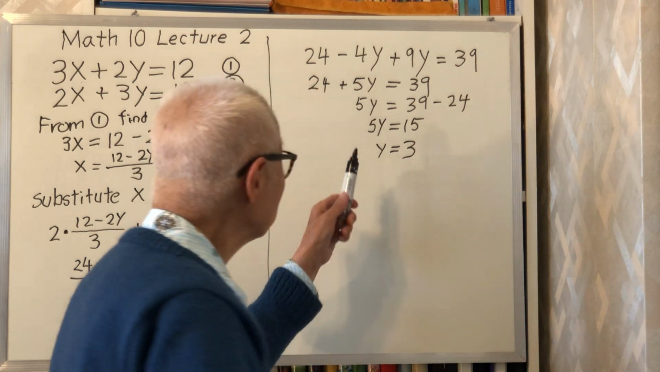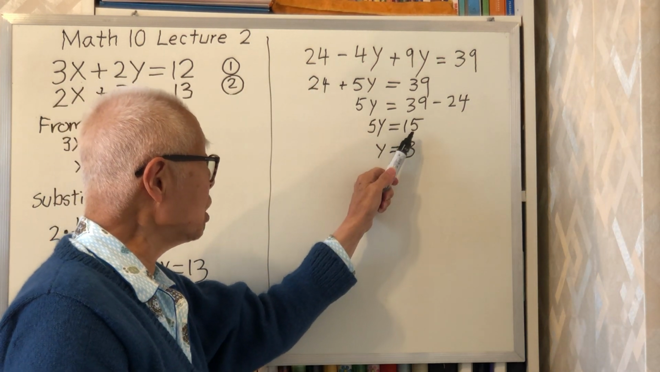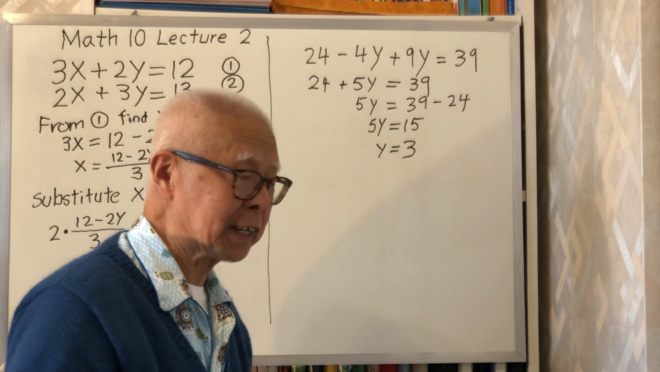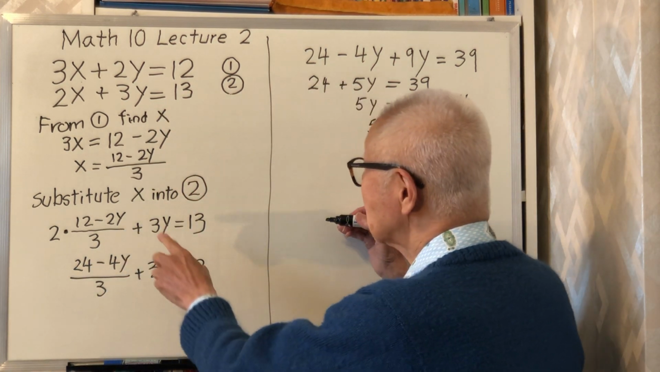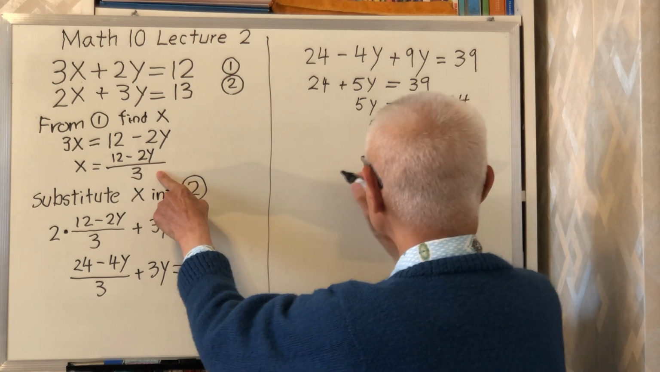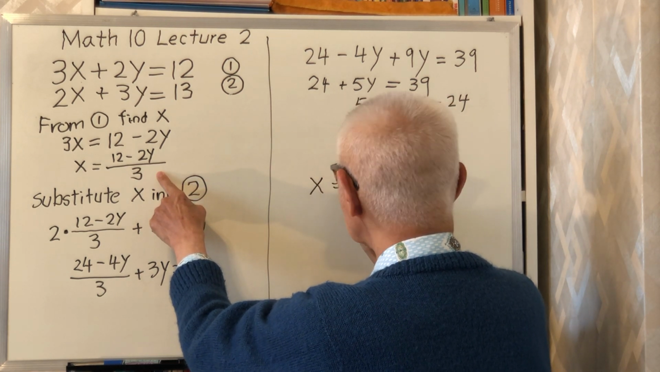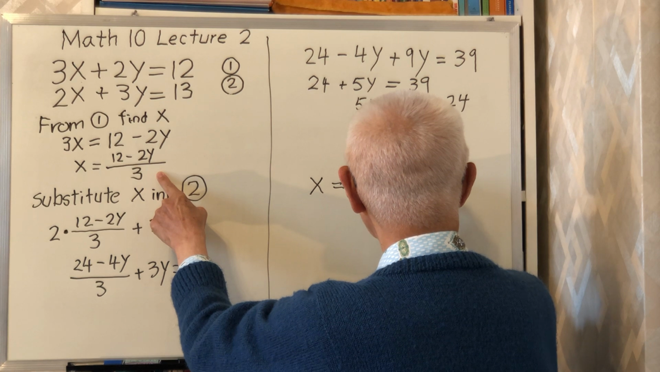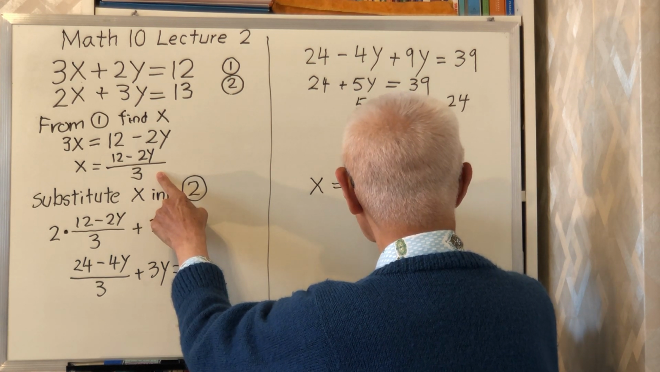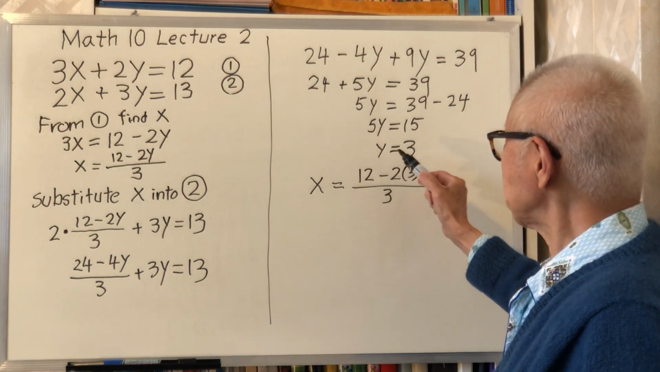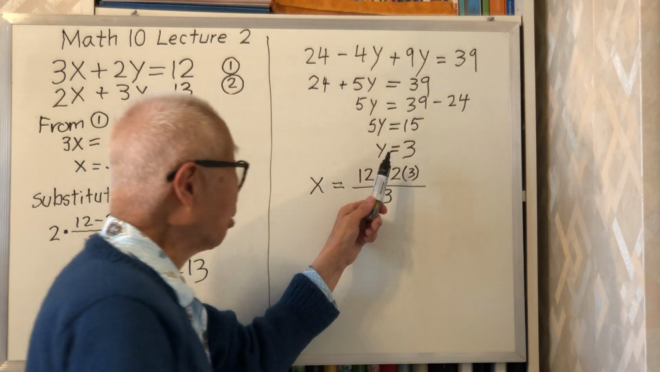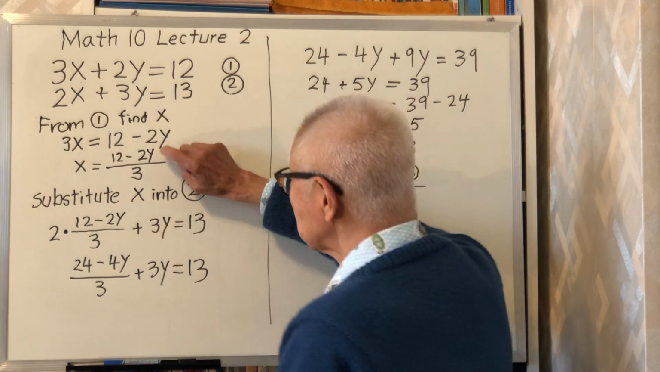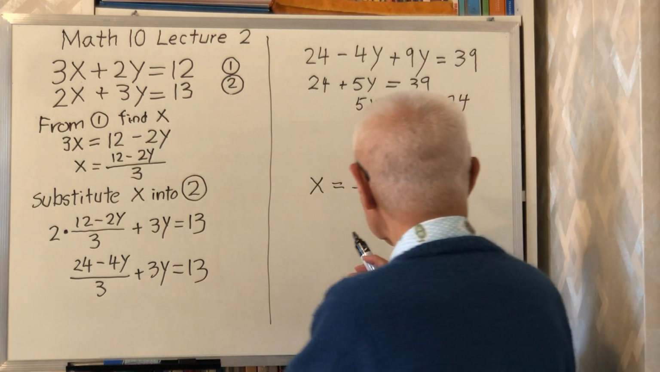So I have 5y equals 15, and then y equals 3. Once I have y, then it's easy to find x. Here is the x. I put y equals 3. I put this answer 3 into the y here. So I have this.